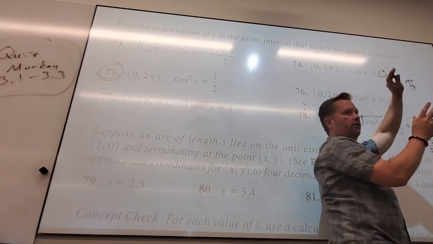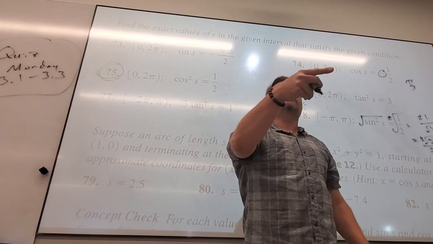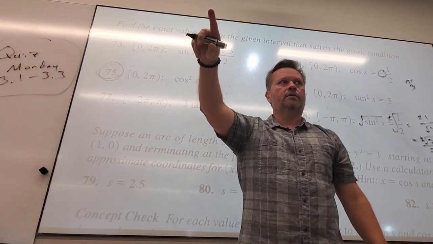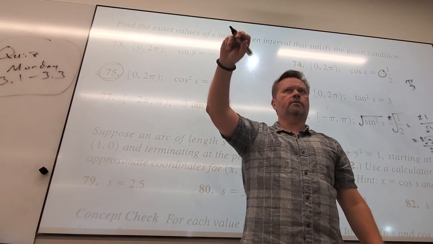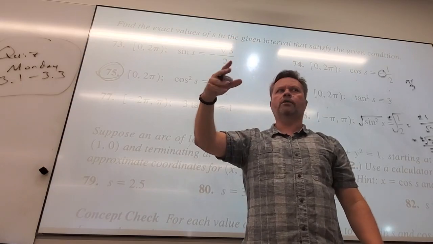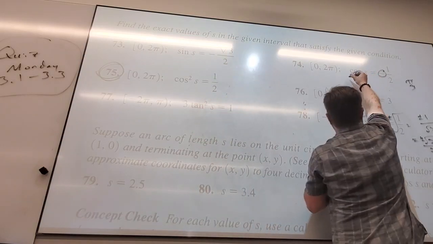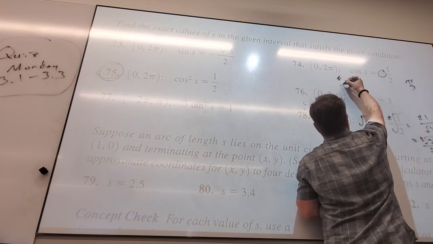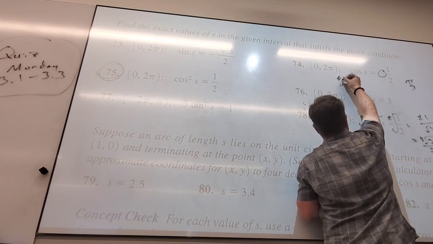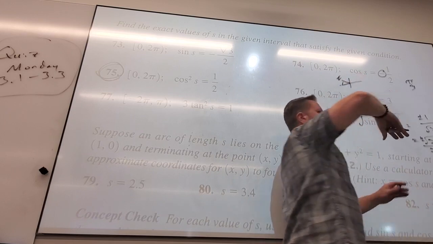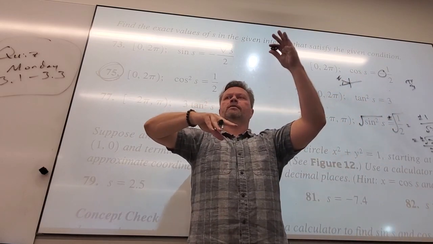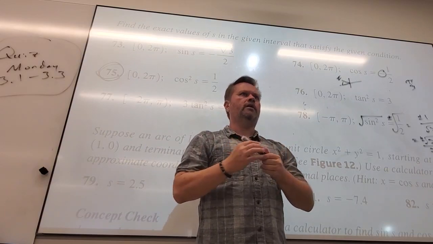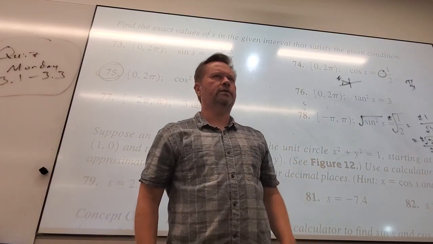So pi over 3 makes cosine 1/2. Now I worry about the negative. I got the angle in the first quadrant. First quadrant angles are reference angles, right? Now I just got to make sure they end up in the right quadrants. Where's cosine negative? 2. Yeah, so how do I get in the second quadrant? I would go pi over 3 before pi. So what's 1/3 of a pi before pi? 2 pi over 3. Bam! There's one answer. And the other answer is going to be in the third quadrant. Does that make sense? Okay.